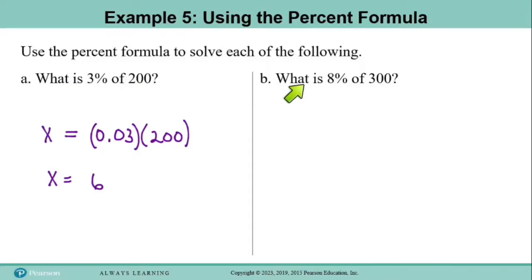Let's try the same thing on part B. So what is 8% of 300? So we will write X equals 8%, but remember we have to put it in decimal form. So move the decimal 2 places to the left and get rid of the percent symbol. So we'll write 0.08 and then "of 300," so times 300. So what is 8% of 300? X equals 0.08 times 300. And on your calculator, you can multiply this together and find out X equals 24. So 24 is 8% of 300.